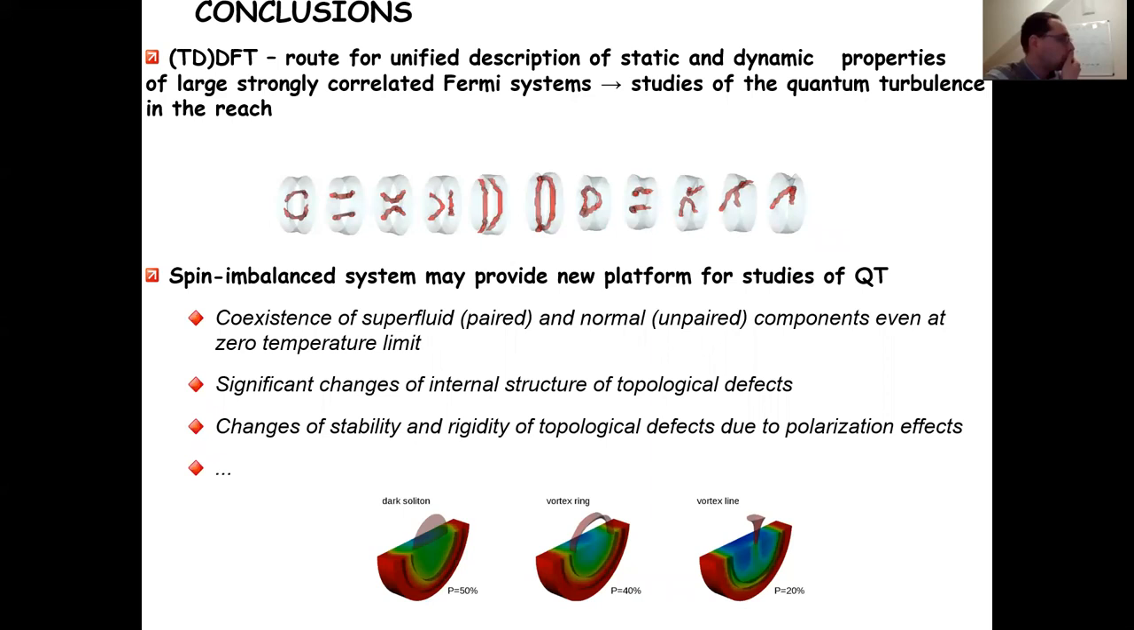Inside of the vortex cores, are the spins oriented along the circulation direction or opposite? Are the spins polarized in the same direction as the circulation vector within the vortex core? Oh, they rotate in the opposite direction. So the spins are elongated along the vortex, but their angular momentum is rotating in the opposite direction. I mean, you put two spin components. Yes.